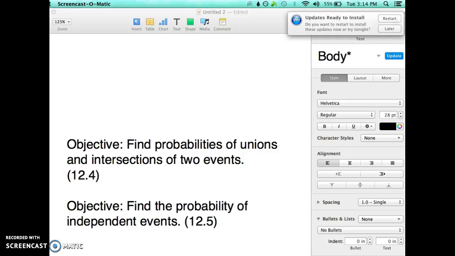So what I'm noticing as we get further and further into chapter 12 is that it's the same kind of problems, but they just have slightly different vocabulary they're using. So in our last section, we talked about probability of unions and intersections of two events. And basically, with unions and intersections, P of A and B, or P of A or B, it was like combining two events into one event.